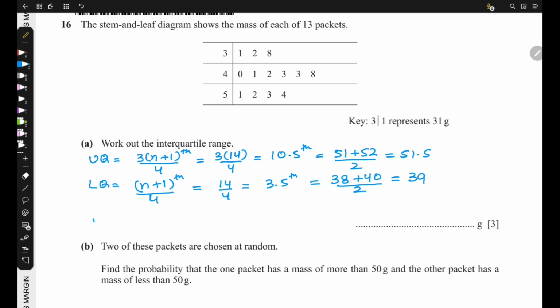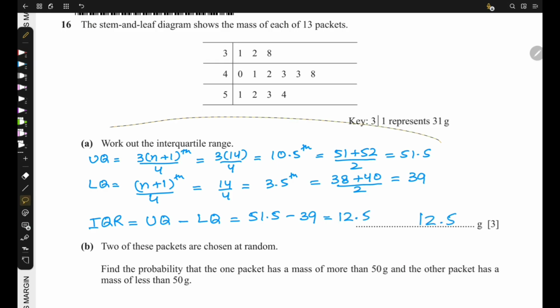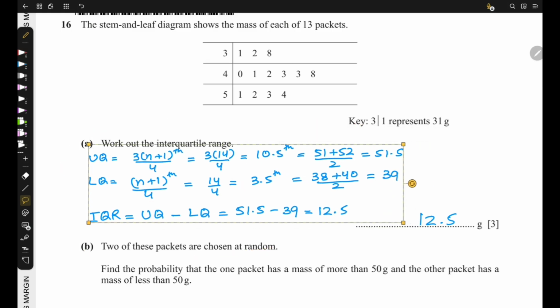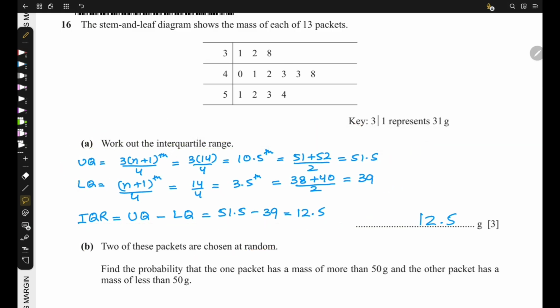Now, if you want to find the interquartile range, IQR, we have to subtract the lower quartile from the upper quartile, which means 51.5 minus 39. And if I'm not wrong, this is 12.5. This is your interquartile range, 12.5.